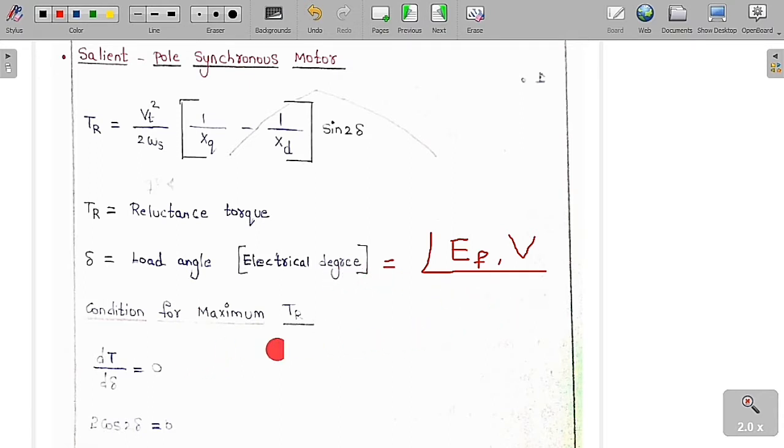Then what is the condition for maximum Tr? If you want the maximum, just differentiate with respect to delta and equate to 0. So therefore we get dTr by d delta is equal to 0, where delta is a variable and we have to assume the remaining values are constant.